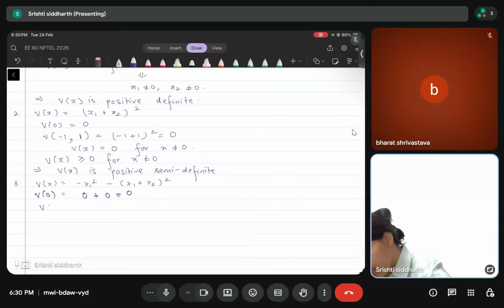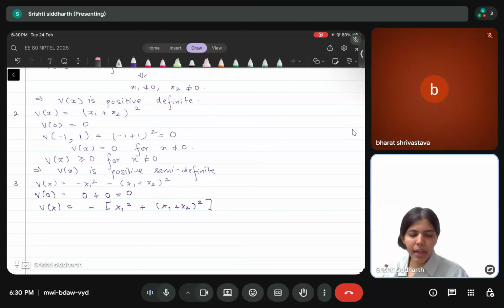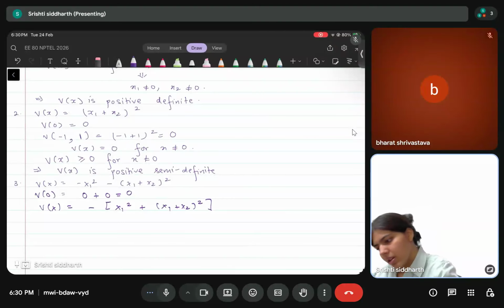So V of x is minus x1 squared minus x1 plus x2 squared. So V of x is always going to be negative. We have to check if it's also zero at some non-zero point x. Let's try x1 equals 0, so that the first term is 0. And for the second term to be 0, x2 has to be 0.